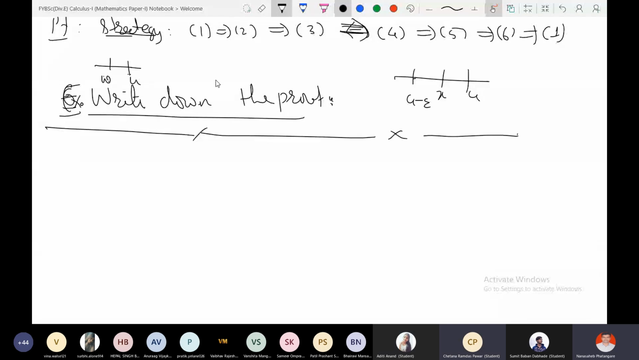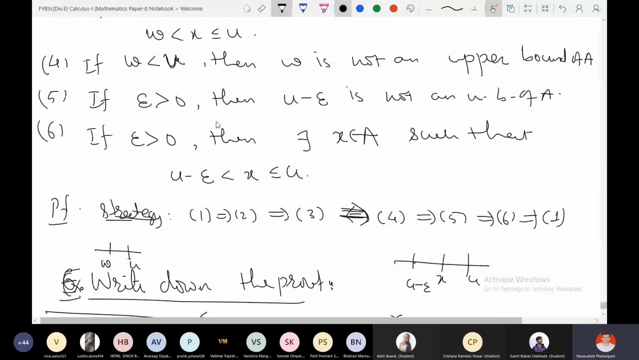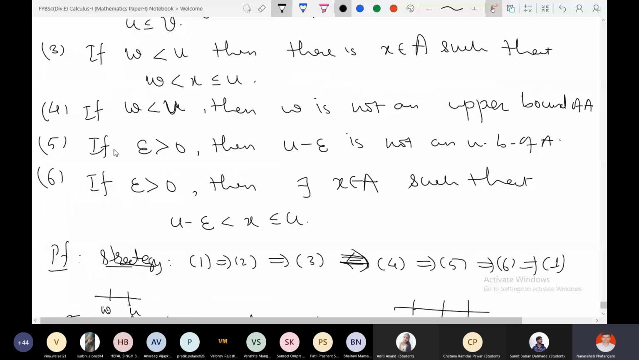So if you understand the definition and the statement of the theorem, then you can easily write down the proof, right? But these interpretations are very essential while proving the supremum or infimum of some sets. Therefore you need to think about these interpretations. The meaning of all these statements is the same, that U is the supremum.